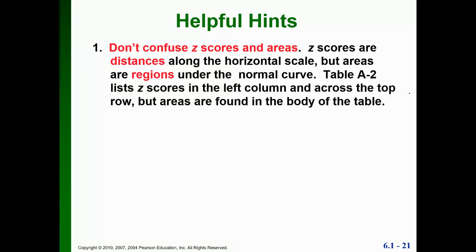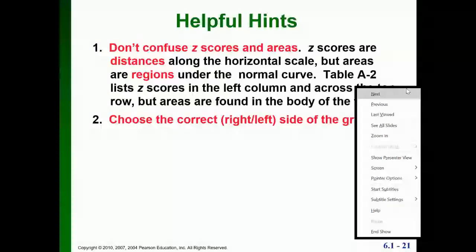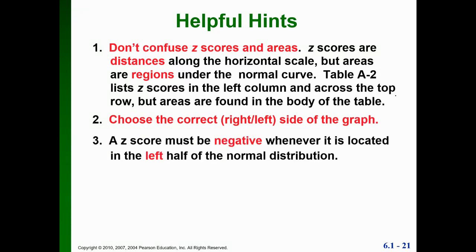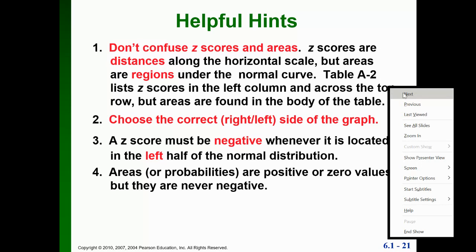Helpful hints. I'm not sure how helpful they are. Don't confuse Z scores with areas. Make sure you have the left and right side correct to be able to read. Z scores must be negative whenever they're located to the left half. Probabilities are always positive, they're never negative.